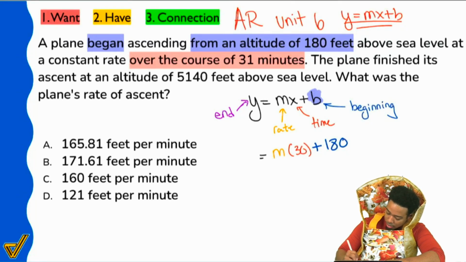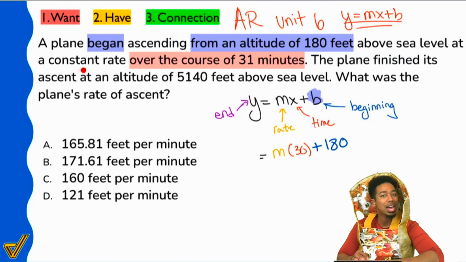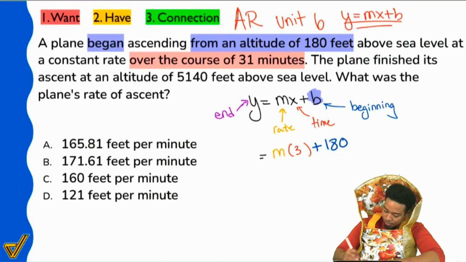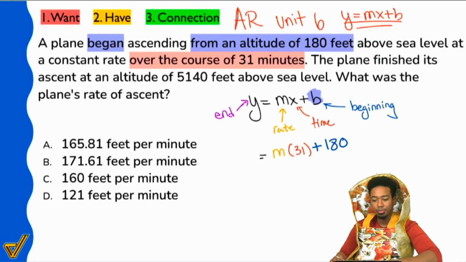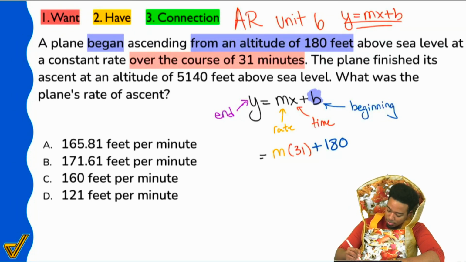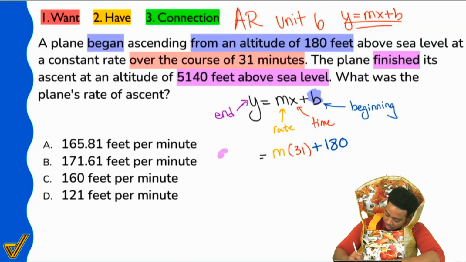And now let's go ahead and figure out what the ending altitude was. Everyone, it says the plane finished its ascent at an altitude of 5,140 feet above sea level. Let me correct that, 31 minutes. But our final altitude is what? Our final altitude was 5,140. That's right. So in purple here, let me highlight that. Finished the ascent at that altitude. So I'll plug that in right here.